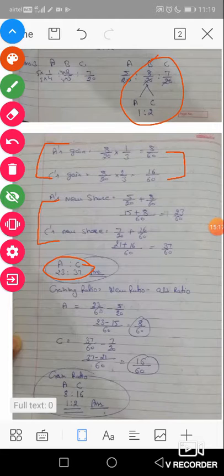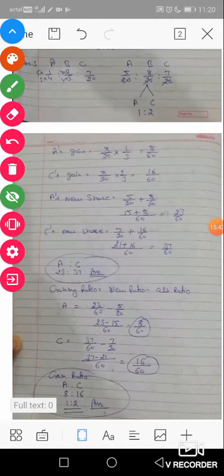Now the next level is, we calculated the new ratio, now the gaining ratio. Gaining ratio means new ratio minus old ratio. This is the formula of gaining ratio, new ratio minus old ratio. Gain is calculated for only A and C because B is retired. So how are the gaining ratios of A and C calculated? New ratio of A minus old ratio of A, and new ratio of C minus old ratio of C.